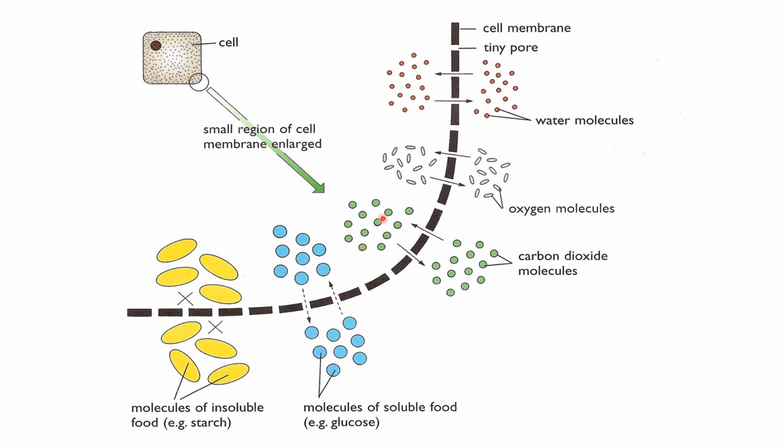Just an example here of some substances. So here's a cell membrane, the starch that we talked about, too big to get out, whereas a number of these substances can get in and out easily: glucose, carbon dioxide, oxygen, and water. They can get through these channels or pores in the cell membrane.